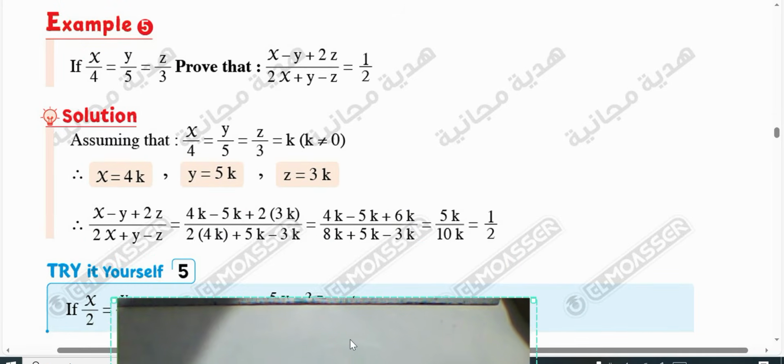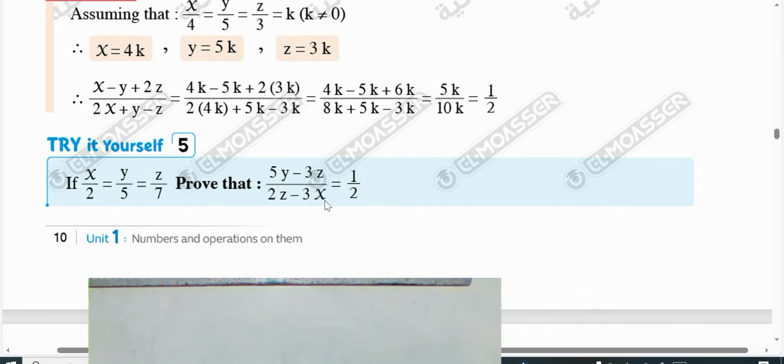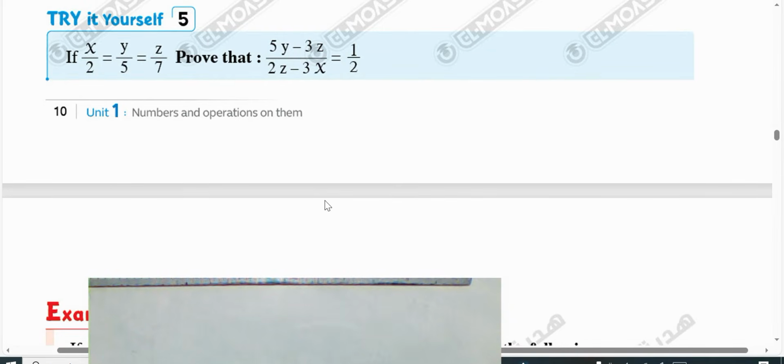If x over 4 equals y over 5 equals z over 3, prove that left hand side equals right hand side. First step, we can put equal k, a constant not equal 0. The value of x equals 4 times k, y equals 5 times k, and z equals 3 times k. At the left hand side, with the values of x, y and z, in simplest form the result will be 1 over 2. Right, solve number 5.